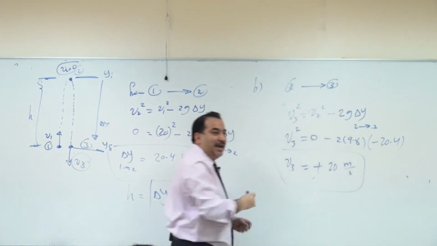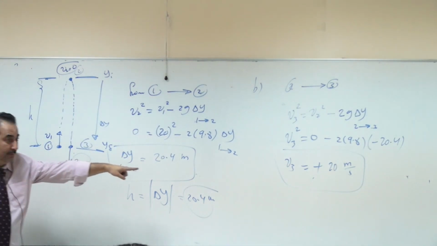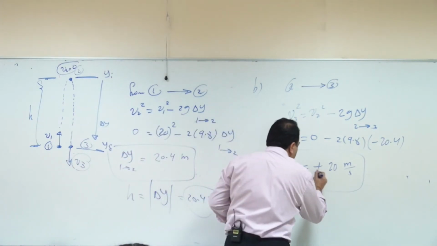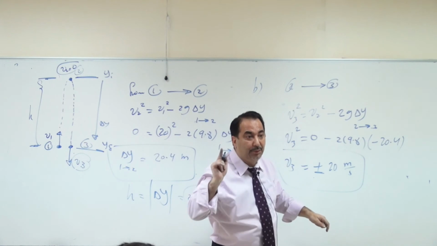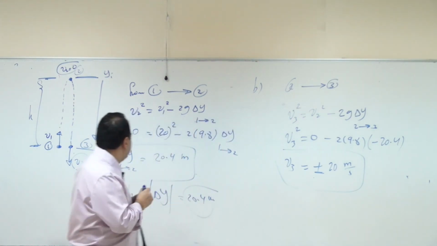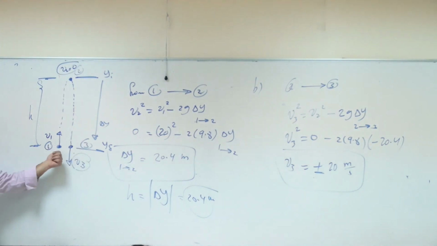Now, look here, look, all of you. Can you conclude something? What is V here now? Of course, you have to put a plus and minus. Whenever you take a root, plus and? How much is V3 now? Plus or minus 20. What is V1?